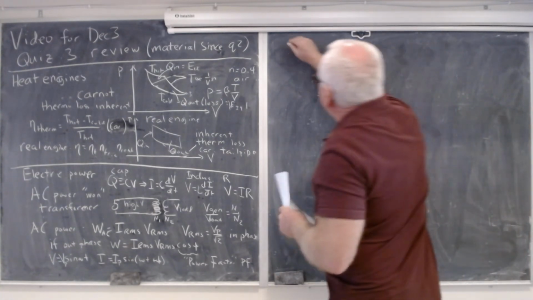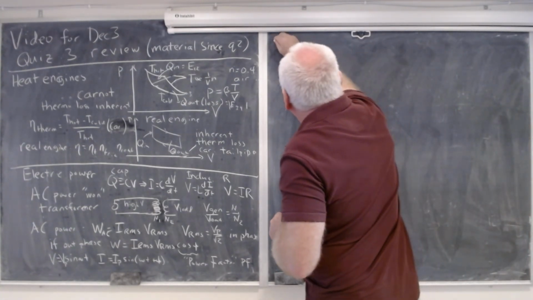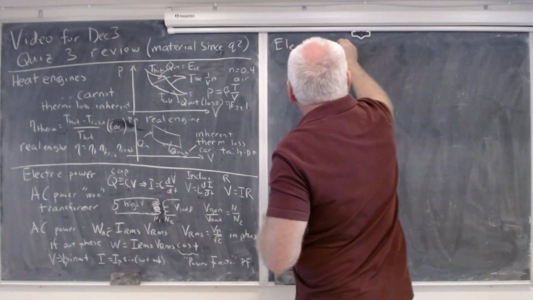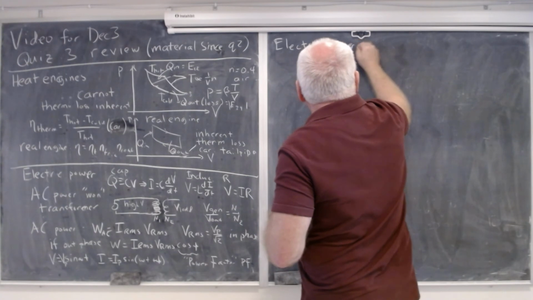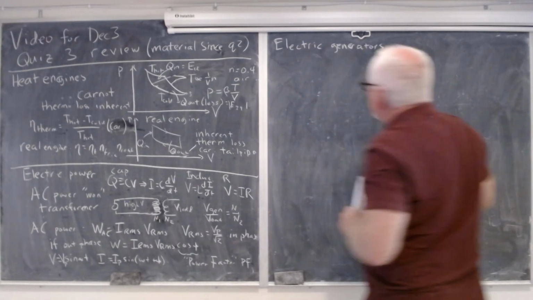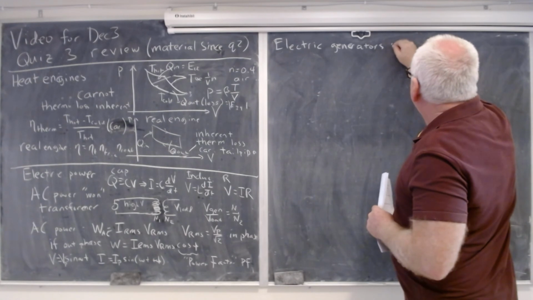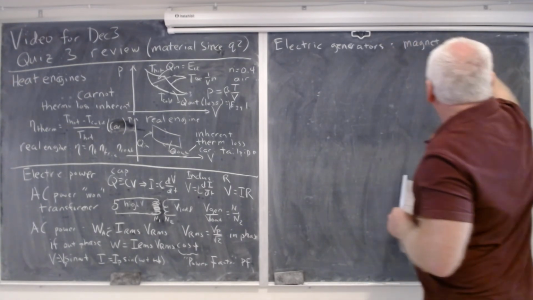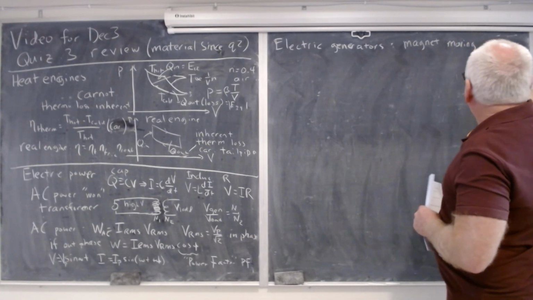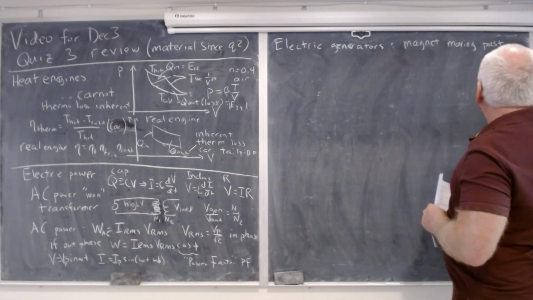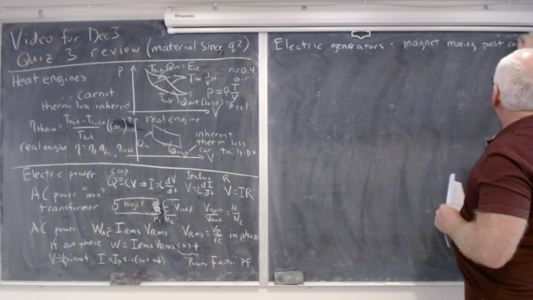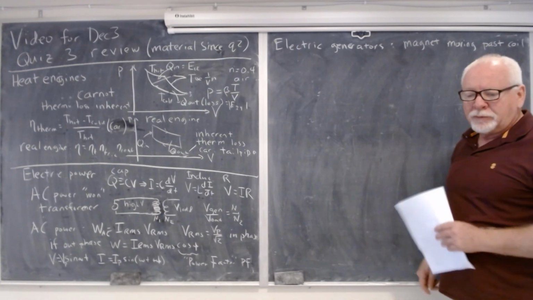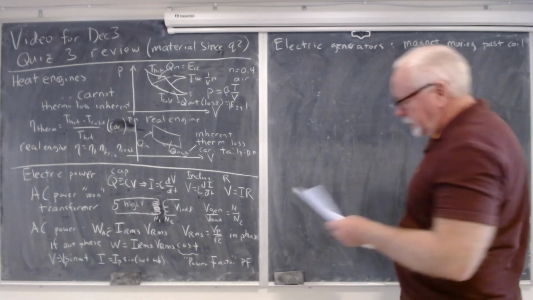Okay, and so then we learned about electric generators, which is basically a magnet moving past a coil, or a coil moving, it's all relative, right? So either the magnet moves past the coil or the coil moves past the magnet.